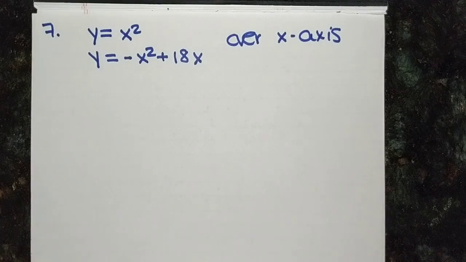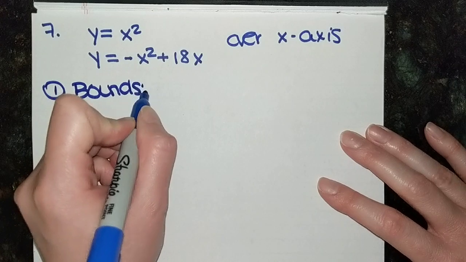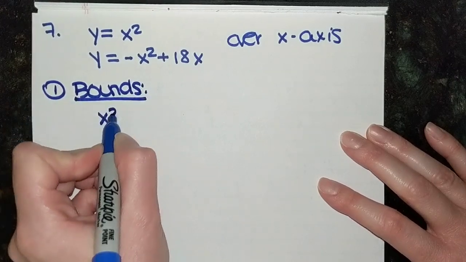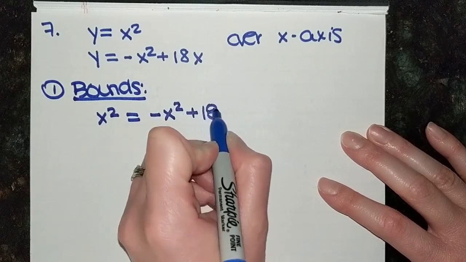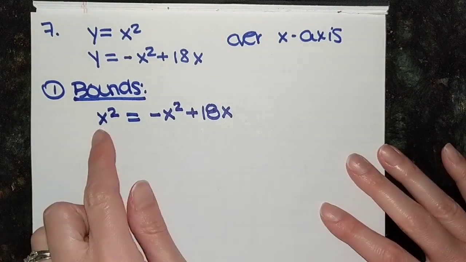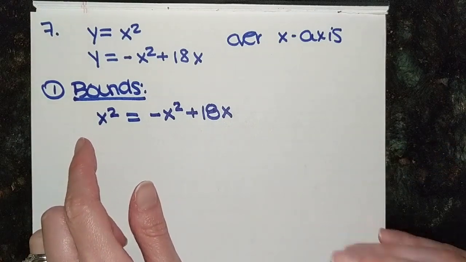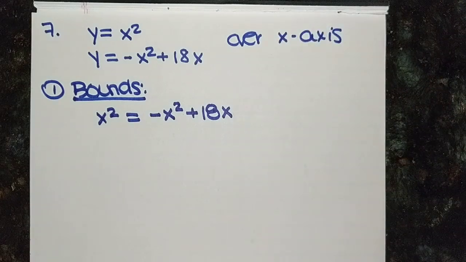First thing is to find the bounds, and to find the bounds, we're just going to set the functions equal to each other. So we'll set x squared equal to negative x squared plus 18x. Now, this "over the x-axis" isn't really anything new, because the functions are defined in terms of x with respect to x, so that is taken care of by defining the function in terms of x.